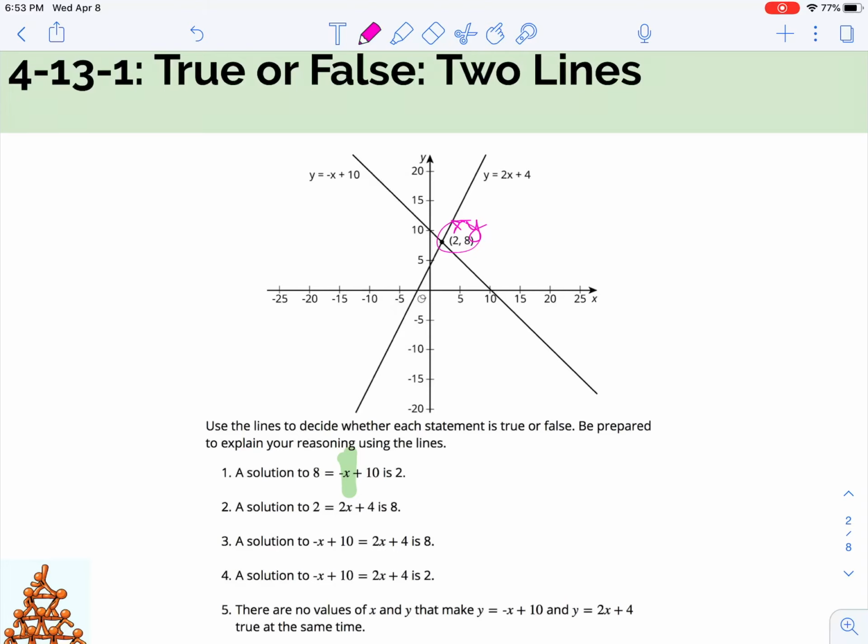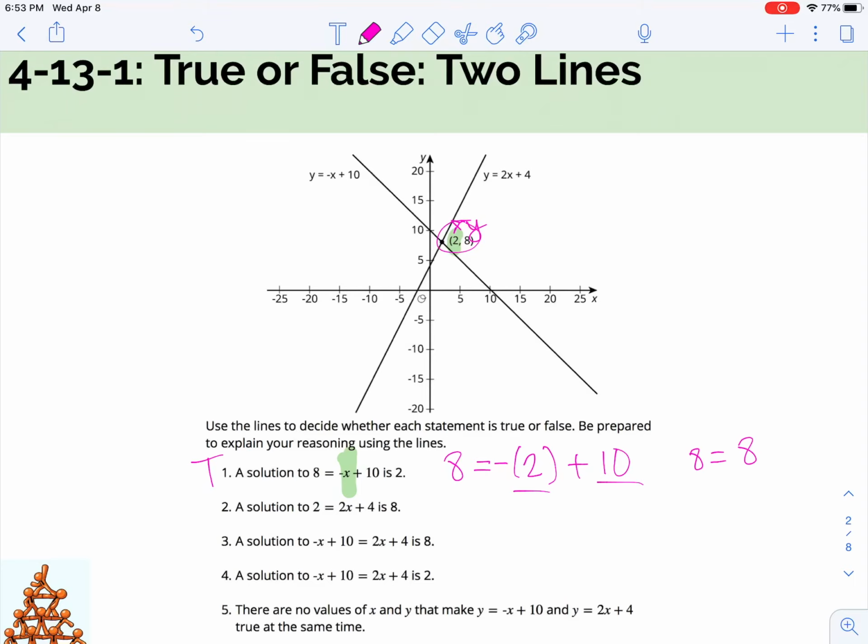So even without using the graph, if I were to just plug it in, I would say, okay, 8 equals negative, and then I plug my 2 in, plus 10. And 10 plus negative 2, that's 8. 8 equals 8, so I could say that's true. So I could put a T next to it. But you could also use the graph, and you could see that both of the lines pass through here. They pass through 2 on the x, both of them. So you could have also done it that way.